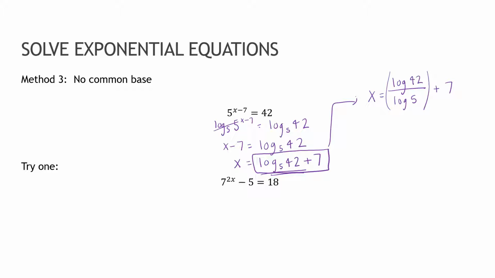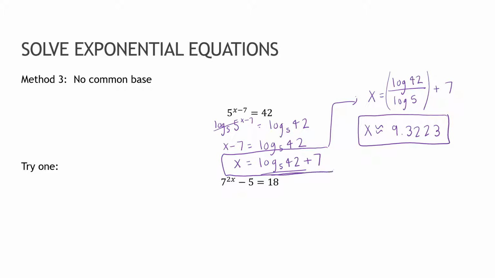So I'm going to take all of that in my calculator. I'm not going to find anything and write down a decimal approximation. I'm going to do all of the work in my calculator now, and I'm going to get an approximate answer of 9.3223. So I've got my real answer, which is this guy. That's my exact answer. And then my approximate answer over here.